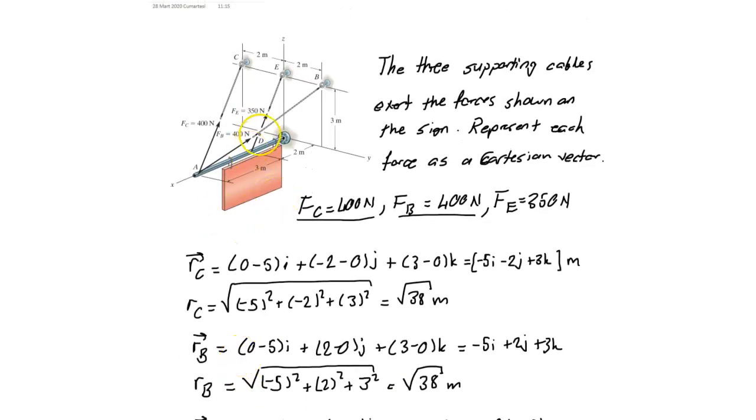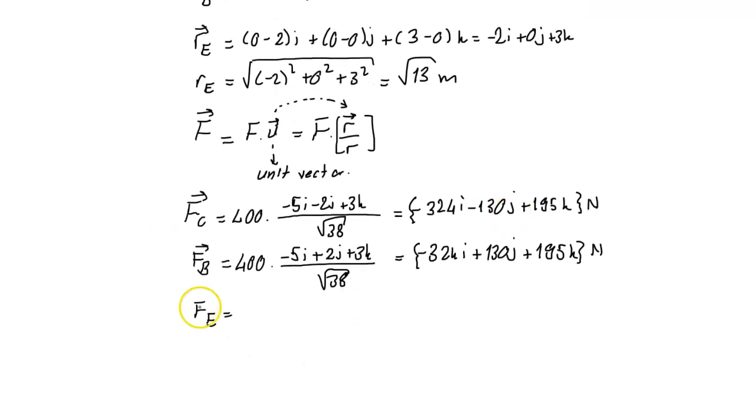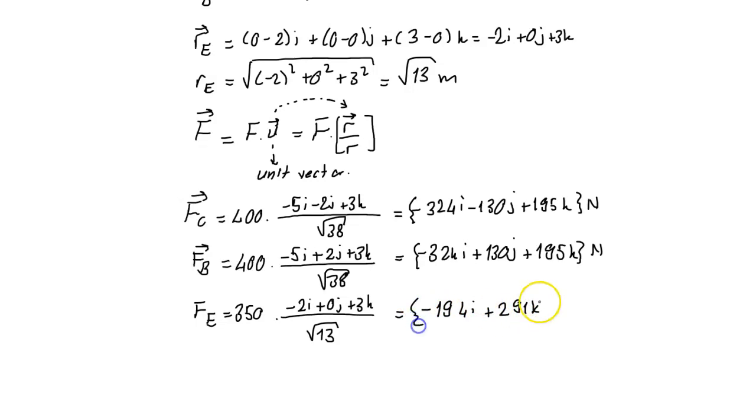For FE, which represents the force directed along DE, this is the tensile force developed in this cable. We have a given magnitude of this force, which is equal to 350 newtons. So we write 350 times the RE vector over the magnitude of RE. That would be minus 2i plus 0j plus 3k over square root of 13. And that is equal to minus 194i plus 291k, and that's Newton.